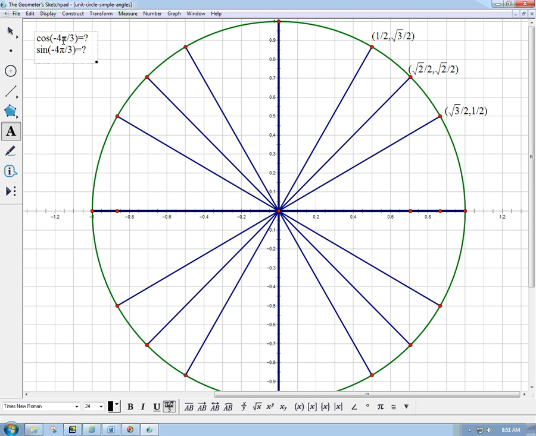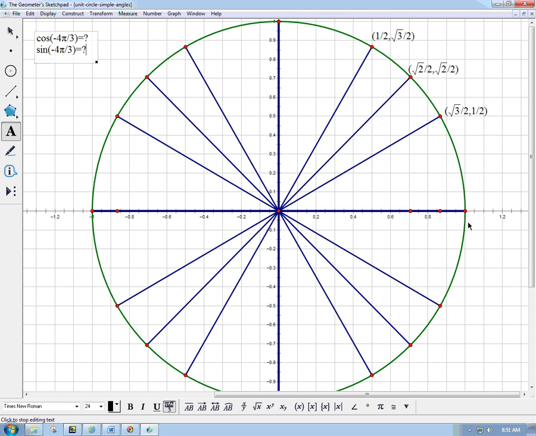Now, this number, it's not just because it has a pi in it. That's a hint that it's probably radians, but really it's just that it doesn't have a degree symbol. Even if it doesn't have a pi in it, it means it's radians. But where is minus 4 pi over 3? Okay, I purposely picked a little bit of a tricky one.